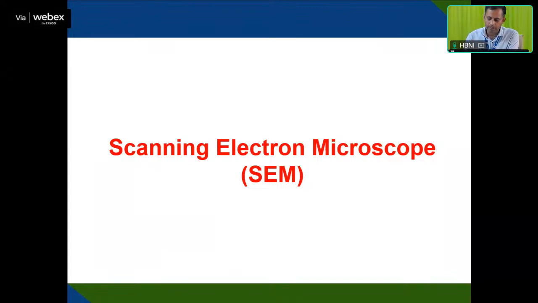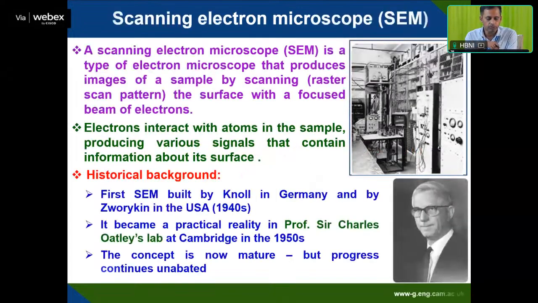Coming to the scanning electron microscope, or SEM, it is a type of electron microscope that produces an image of a sample by scanning the surface with a focused beam. Like you have a surface here, the electron beam will scan it like a raster scanner, pixel by pixel, and these are constructed to form the final image. The electrons interact with the atoms in the sample, producing various signals that contain information.